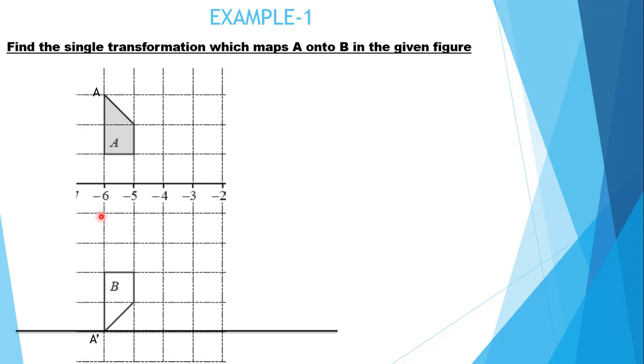If we draw it, it will look like this, which is the line y equals minus 1. So this transformation represents reflection of the figure A onto B, and the line of reflection is y equals minus 1. And this brings us to the end of today's tutorial.